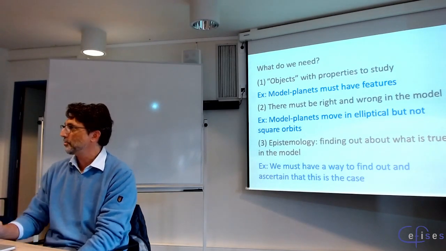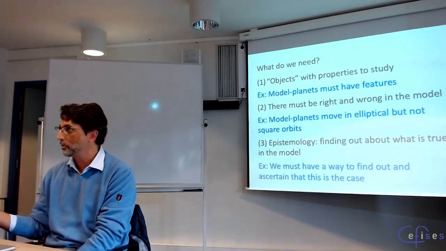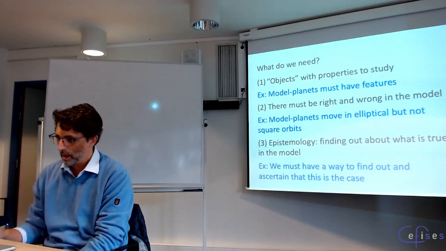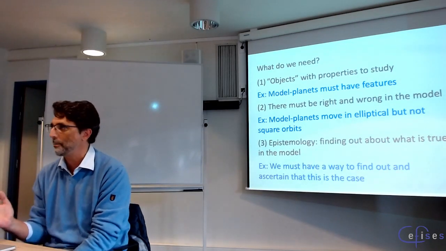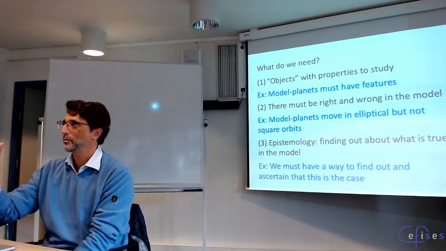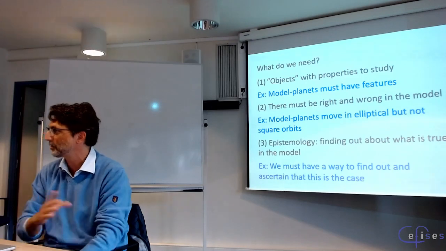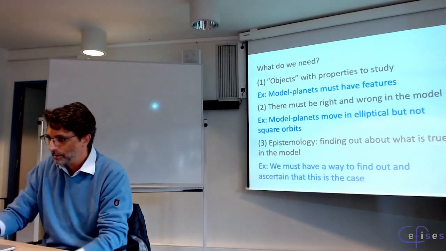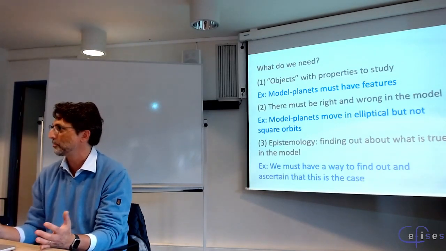So there must be claims that are correct in the model, there must be claims that are incorrect in the model. And we must have an epistemology for this. We must be able to find out, because if models, say, are abstract objects we never have any access to, that's not helpful. So we need to have an epistemology for them. But these are the three conditions of adequacy for any ontology of model objects.